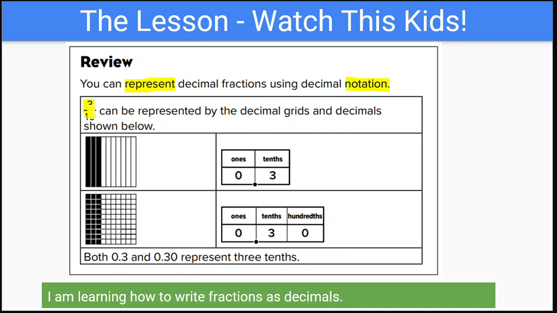Okay, 3/10 can be represented by the decimal grids, off to the left here. These are called grids, and the decimals shown below. So this one right here has got 3 out of 10 parts to it, and normally what we've learned so far is that you can write it as a fraction like this, 3/10, but you can also write it as a decimal number. Now, fractions are part of a whole, and decimals are part of a whole also.